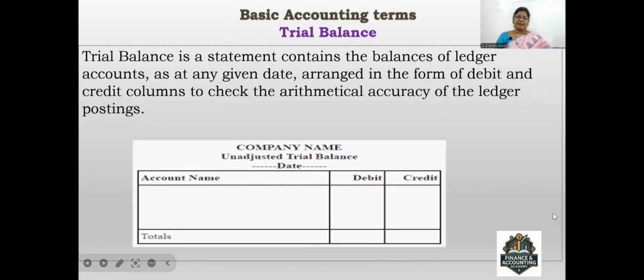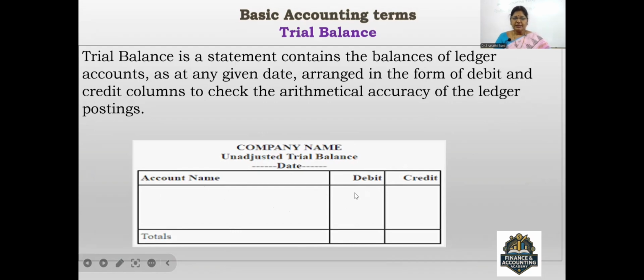Next, trial balance. Okay, from the ledger, whatever balances we get, all those balances we will take to the trial balance. So how will we prepare this trial balance? We will prepare it on a particular date, right? As at any given date, we will prepare the trial balance. So when we prepare the trial balance, whatever accounts we have discussed now, machinery account, cash account, Bharathi account, SBI account, Finance and Accounting Academy account, like this, all the account names we will write here.